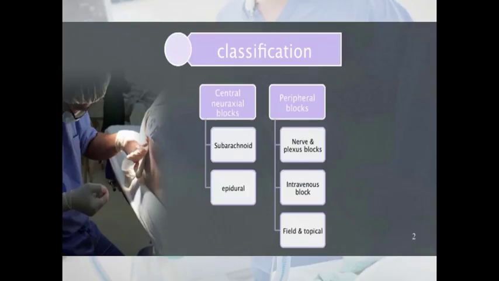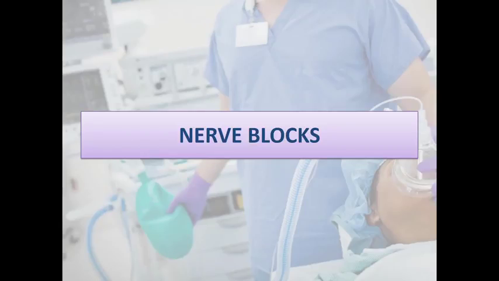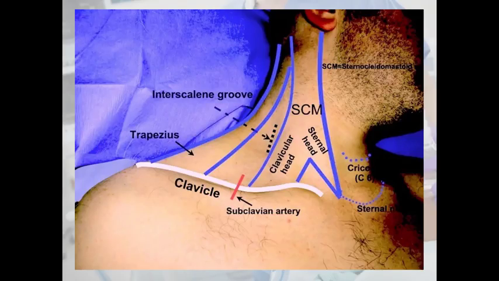So we classify this into two main classes: peripheral blocks and the central neuraxial blocks. First of all, we will be talking about nerve blocks. So this is the interscalene block.